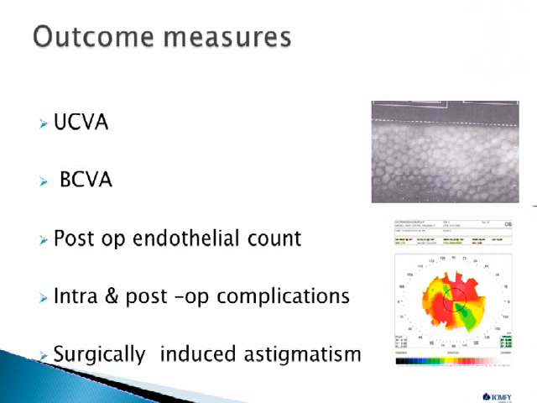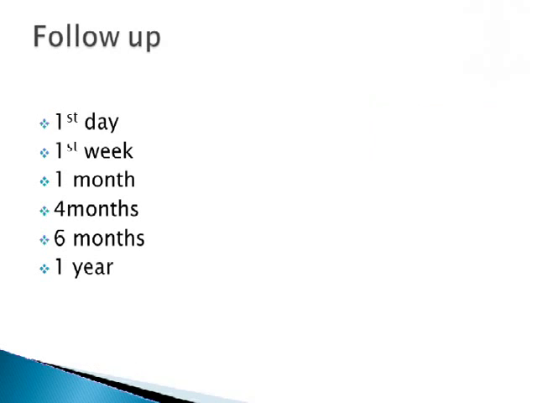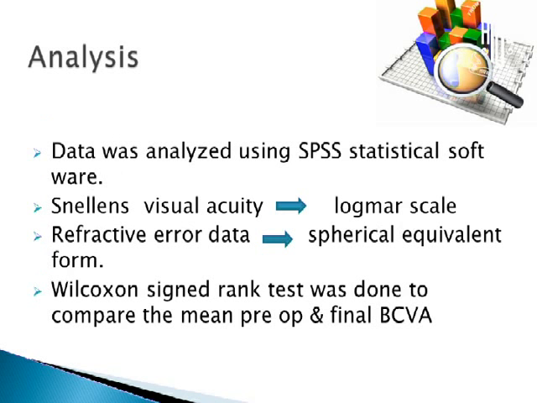Outcome measures were uncorrected and best corrected visual acuity, post-op endothelial count, intra- and post-op complications, and surgically induced astigmatism. Follow-up was at first day, first week, 1 month, 4 months, 6 months, and 1 year. Analysis was done by SPSS statistical software.